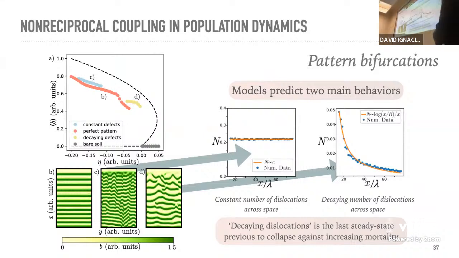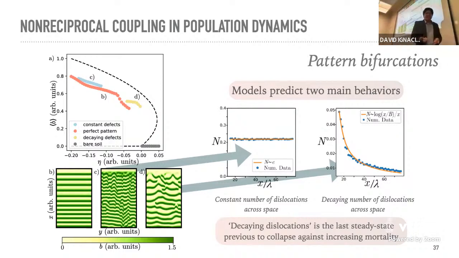Lastly, I want to talk about how this law could be important to us, and it's because the pattern suffers bifurcations as one ecologically relevant parameter is changed. For example, here I plot the bifurcation diagram of how the biomass evolves when you change a parameter called eta that measures the mortality of the plants. So if the mortality starts increasing, we expect that the ecosystem collapses and everything dies.